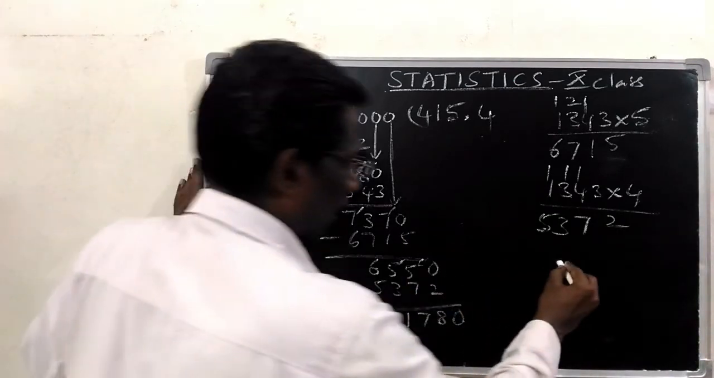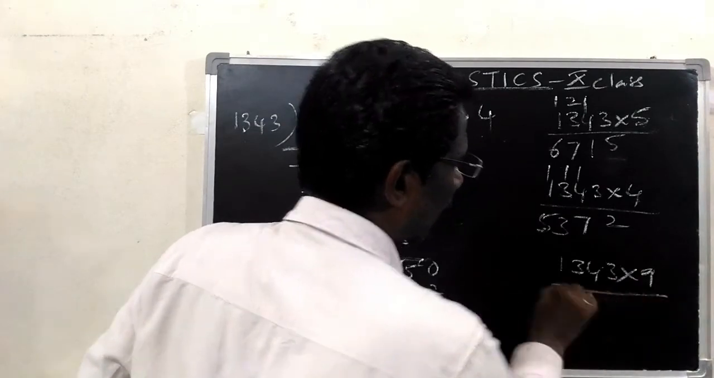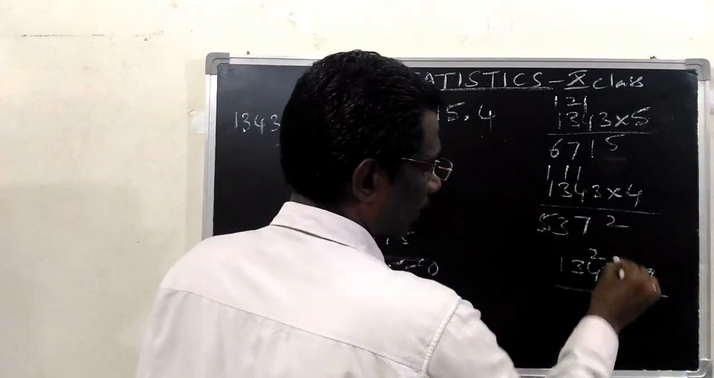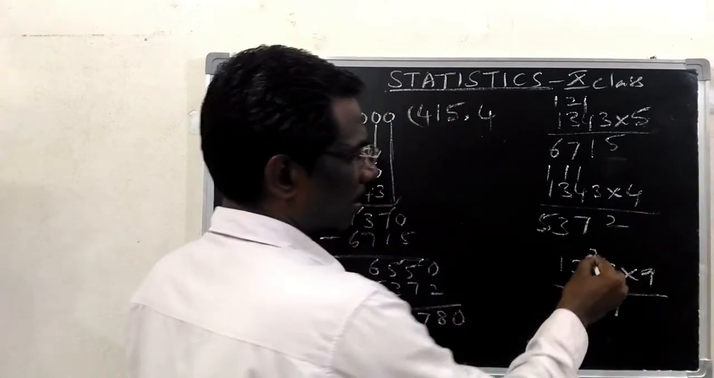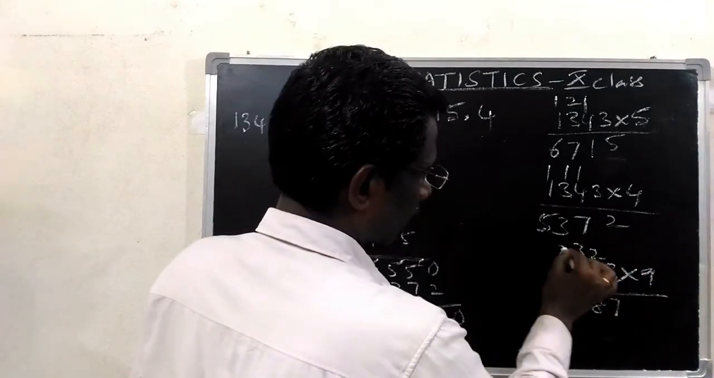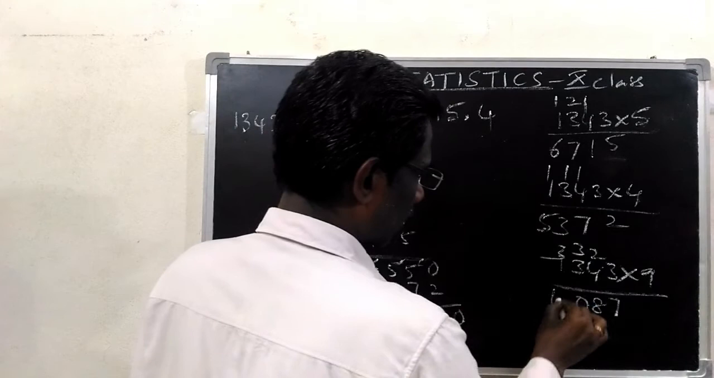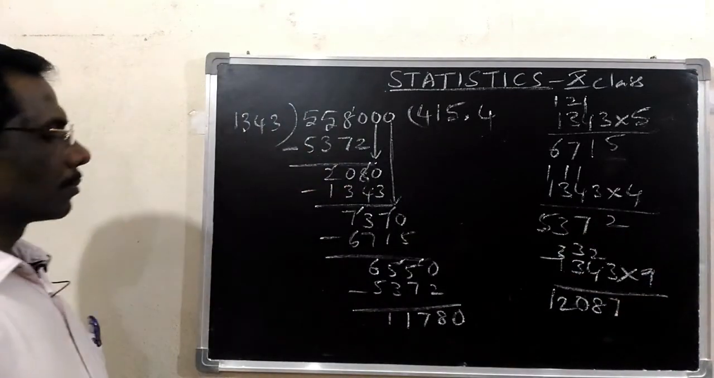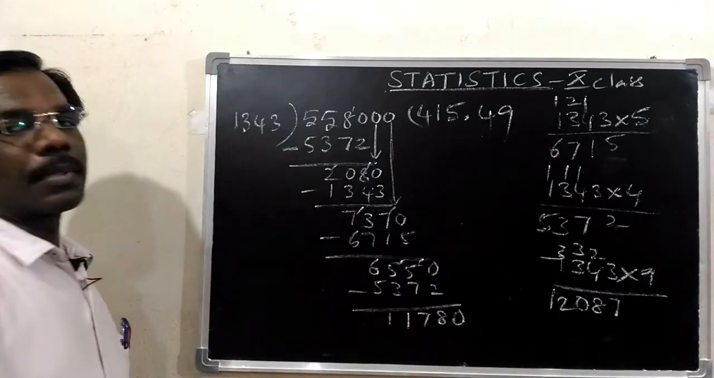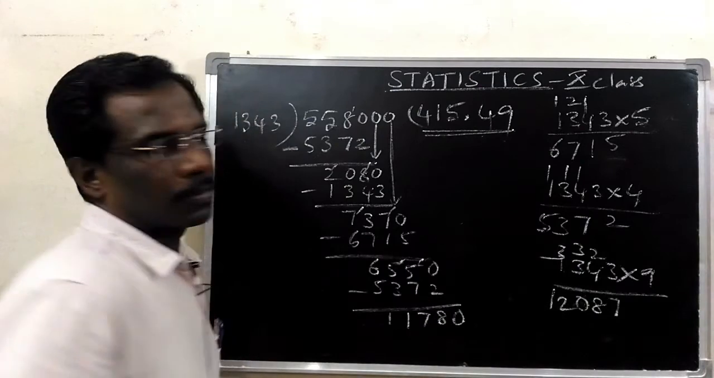So 1343 into 9 times is what? 9 3s are 27, 9 4s are 36, 38, 9 3s are 27, 30, 9 1s are 9, 9 plus 3 is 12. So it is a closer value, 9 times. So this is the value for the mean.